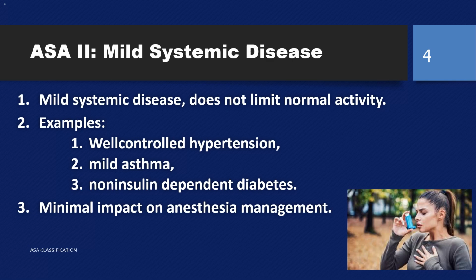3. Anesthesia management. 1. Minimal impact on anesthesia. The presence of systemic disease has a minimal impact on anesthesia management. 2. Standard anesthesia care with adjustments. Anesthesia care may require slight adjustments to account for the patient's underlying condition. ASA 2 patients typically require standard anesthesia care with minor adjustments to account for their underlying condition, and their mild systemic disease does not pose a significant risk for anesthesia-related complications.